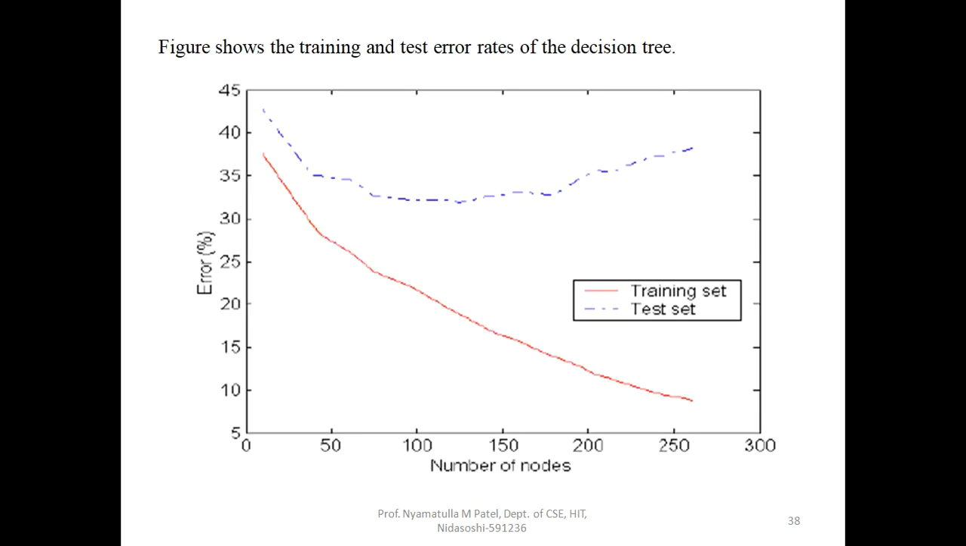This figure shows the training and test error rate of a decision tree. This red line shows the training set and the other shows the test set. The error rate decreases when the number of nodes goes on increasing, meaning as the tree grows in size, the number of training errors goes on reducing. Similarly for the test set, as the number of nodes in the decision tree increases, the test errors also increase.